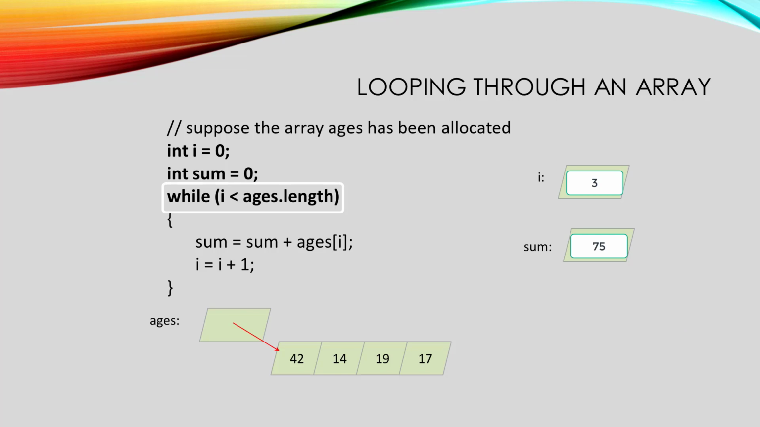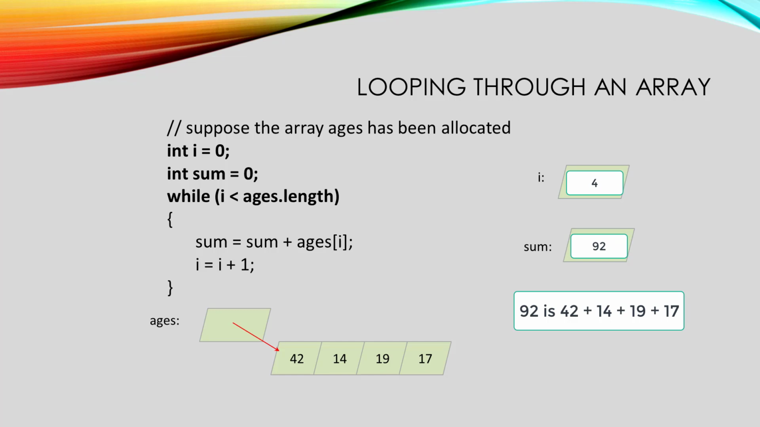i has the value 3, which is still less than 4, so we go into the loop. Sum is 75. Ages sub 3 is 17. We add those together to get 92, store that back at sum, increment i, and go to the top of the loop again. This time, when it compares i to ages.length, they are equal, so i is not less than ages.length, so the loop stops. At this point, the variable sum holds the total of all of the things in the ages array.